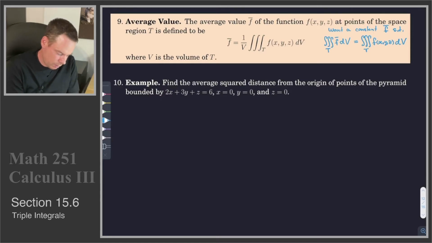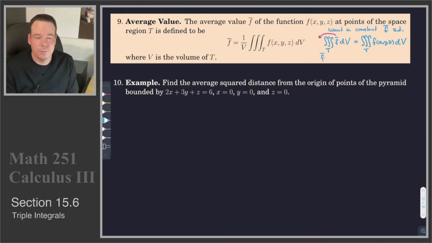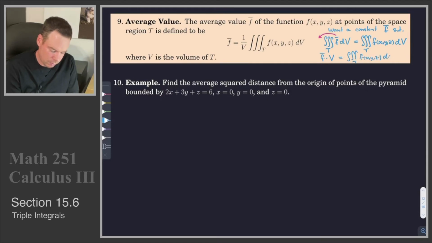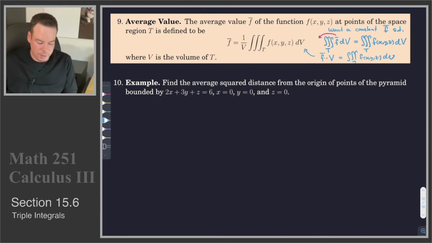And then we just notice that since this is a constant, it could come out of the integral, and we're just left with f bar times the integral over T of the function 1 dV, and that's just volume. So it's f bar times volume equal to the triple integral over T of f of x, y, z dV. And that's precisely what that equation says, that f bar is 1 over the volume times the triple integral of the function. So let's have a look at an example.